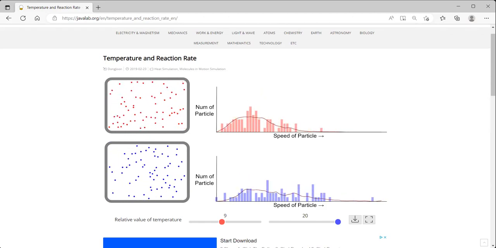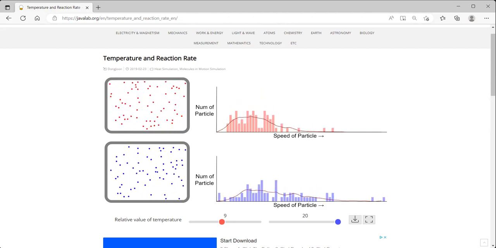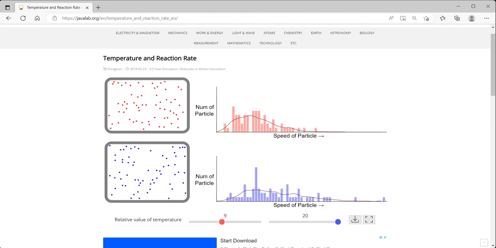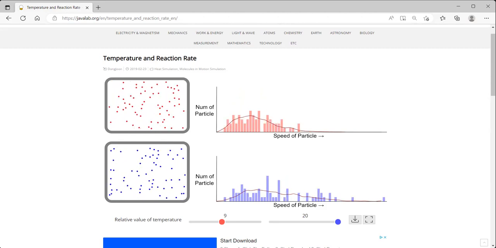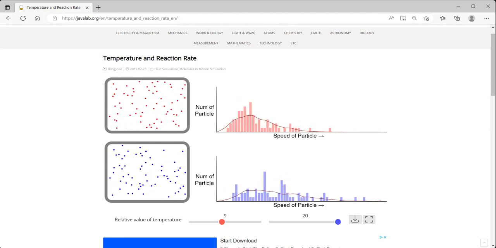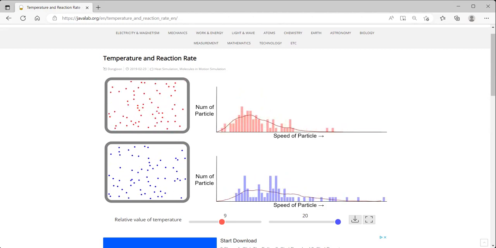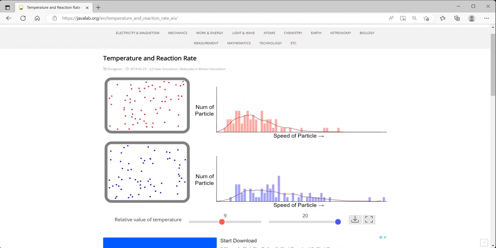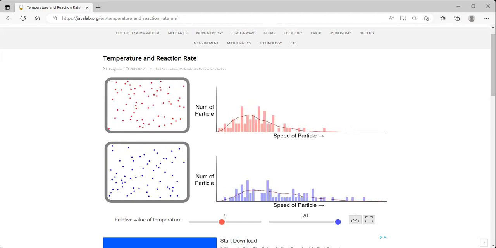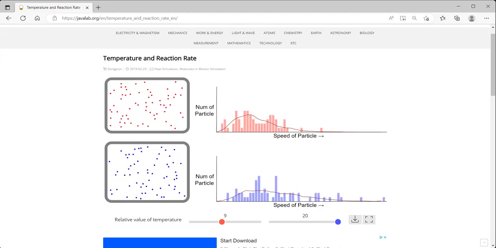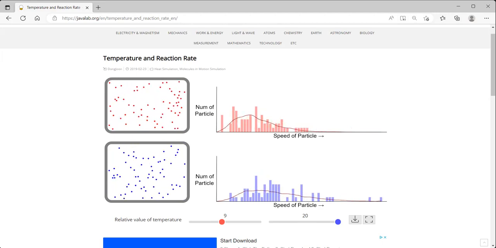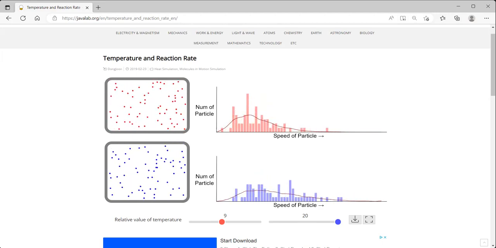If you plot the distribution, it will be something like this, and you see that it is Maxwell's distribution of speed. You see that the red one is at lower temperature, so the peak is to the left, and for the blue one, the peak is a little bit shifted to the right. As in the slide, I already mentioned that at high temperature, the graph shifts to the right, and this simulation also shows it nicely.